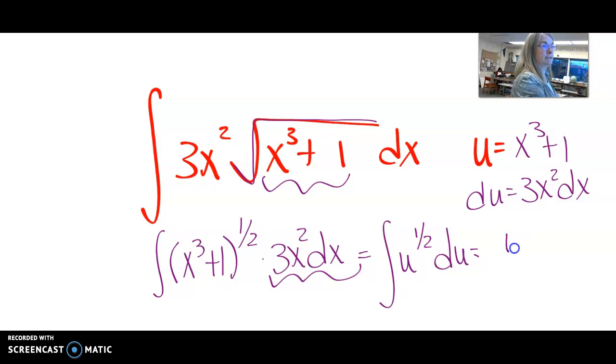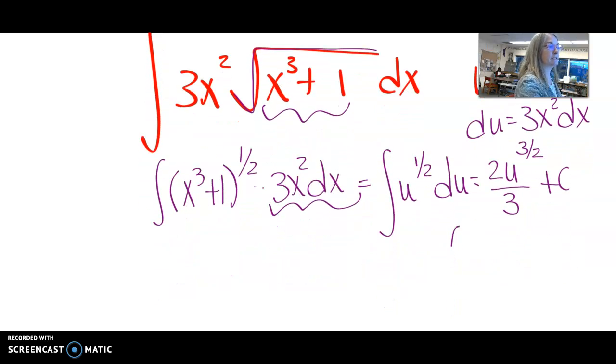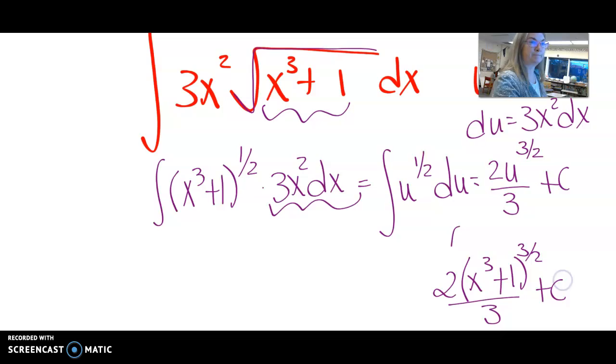I'm going to add 1 to the exponent, and I'm going to divide by 3/2, which is the same as multiplying by 2/3. And then I have plus c, and I'm going to put my u back in here, so my final answer is 2 times x cubed plus 1 to the 3/2 over 3 plus c.